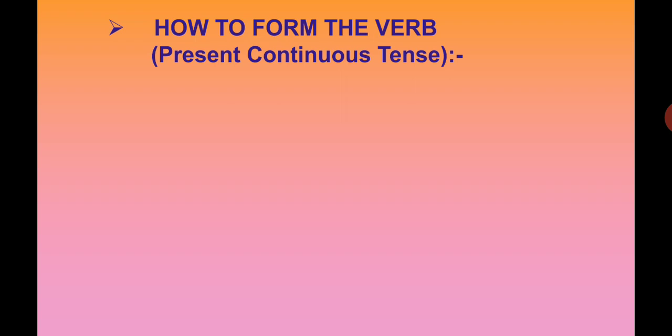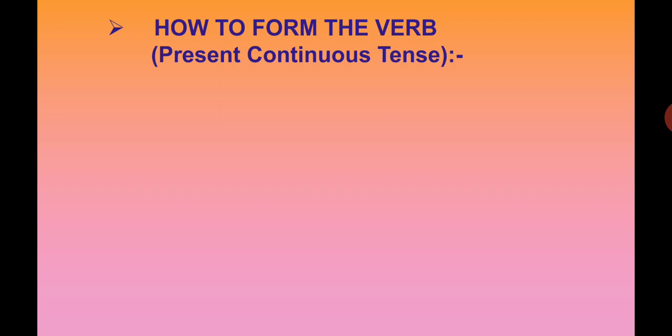This is the way we understand that the tense is present continuous tense, and if these possibilities are there, then we understand that we use the form of the verb. Which form of the verb? Present continuous form of the verb in these situations, right? Now let's see how to form the verb in present continuous tense.